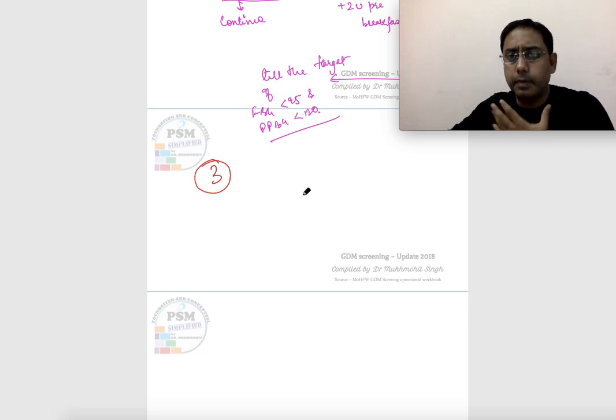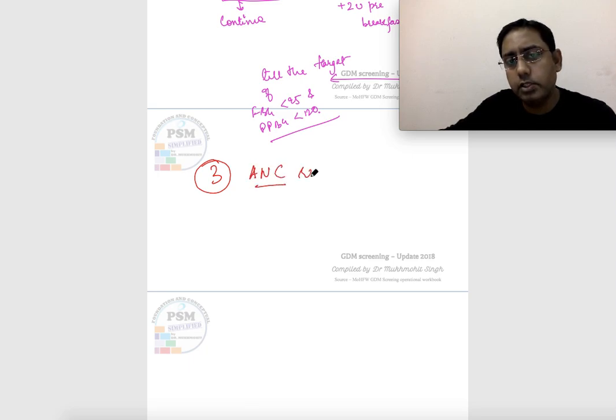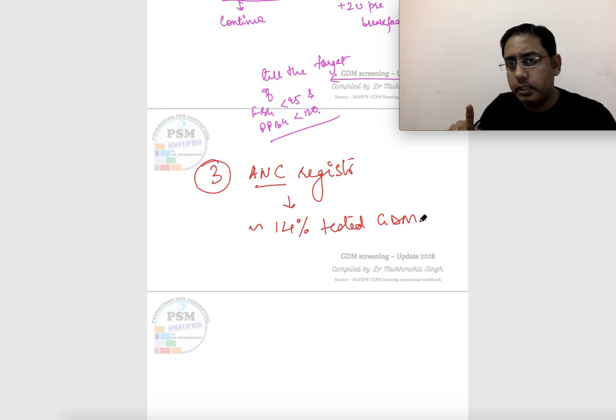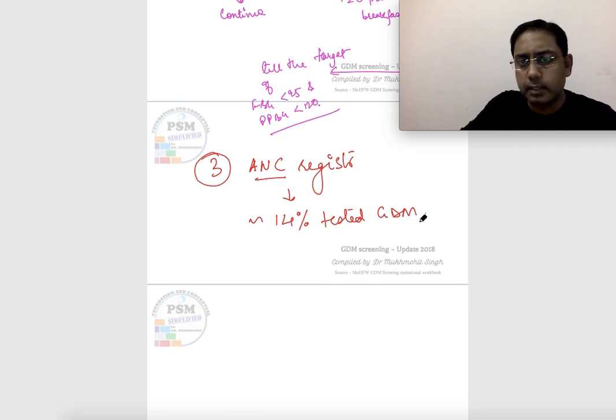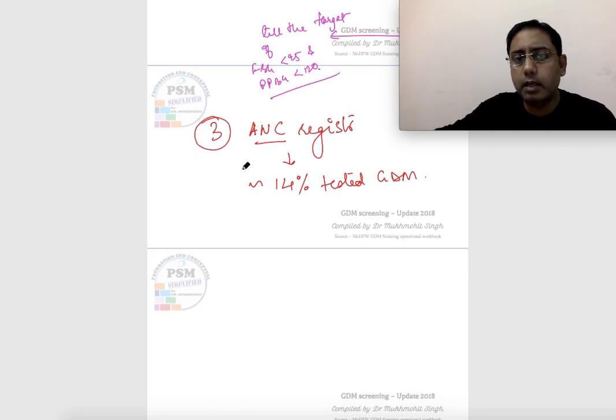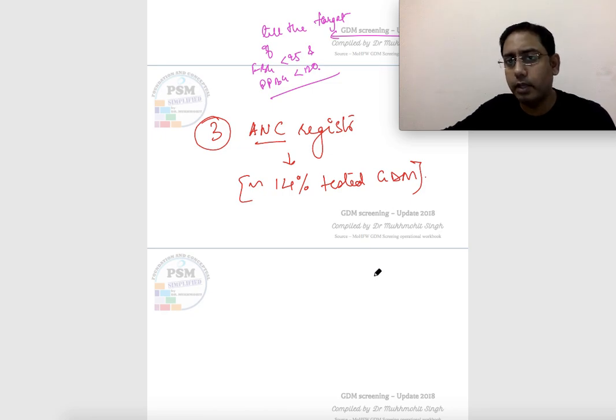How many GDMs are we expecting in our country right now? It is expected that out of all the ANC registrations that we have, approximately 14% will test GDM positive according to this guideline. So we need to know how much insulin we need to be prepared with, how many strips, how many injections, how much metformin we need to buy. So please remember the caseload can be asked: how many percent of GDM is expected out of the ANC registrations? It is expected to be 14%.